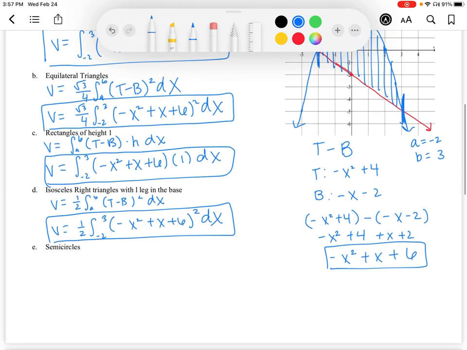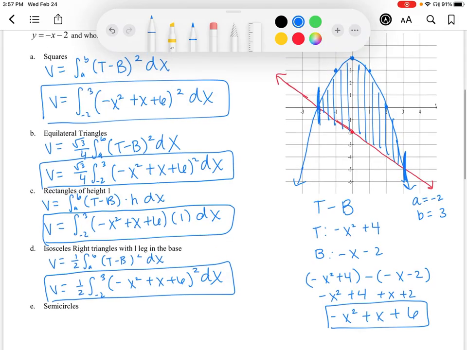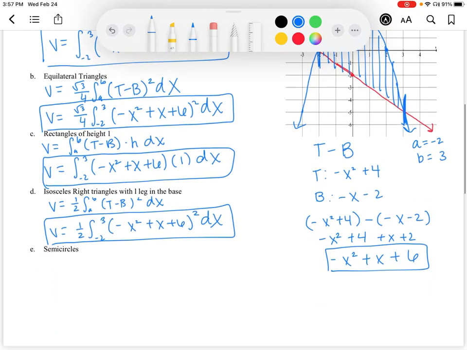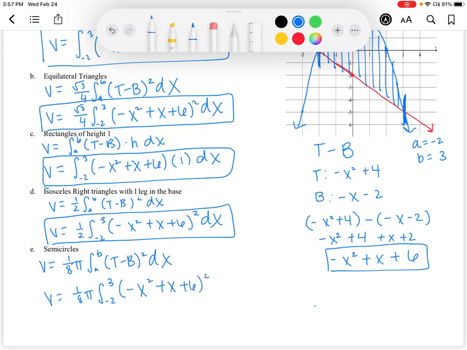And the last one for this one is semicircles. Semicircles is the one that's got the 1/8 pi. So if you're thinking circles, think pi. So the volume is equal to 1/8 pi times the integral from a to b of (top minus bottom) squared dx. So 1/8 pi times the integral from -2 to 3 of (negative x squared plus x plus 6) squared dx.